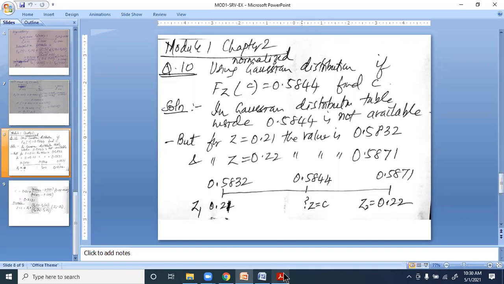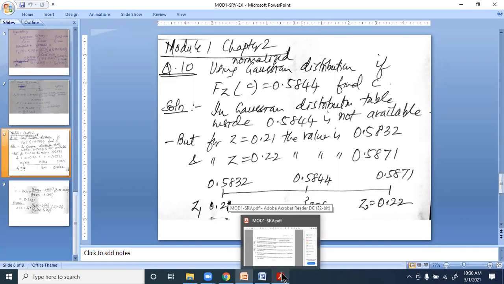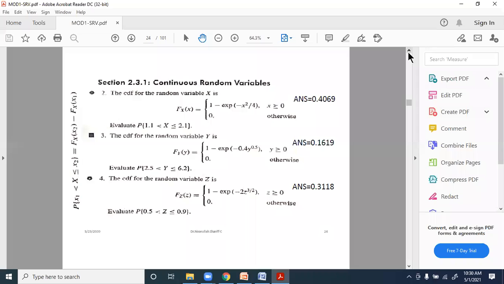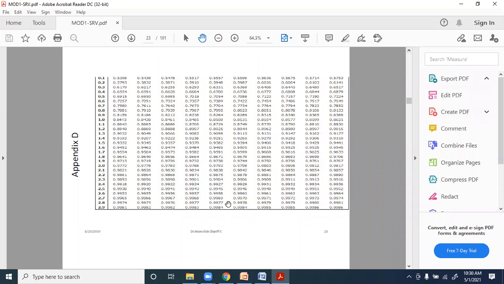0.5844. Where is it in the table? Inside the table. Okay. Inside the table. That's very much important. Where is my table? Yes. Okay, 0.5844. We need to search 0.5844.